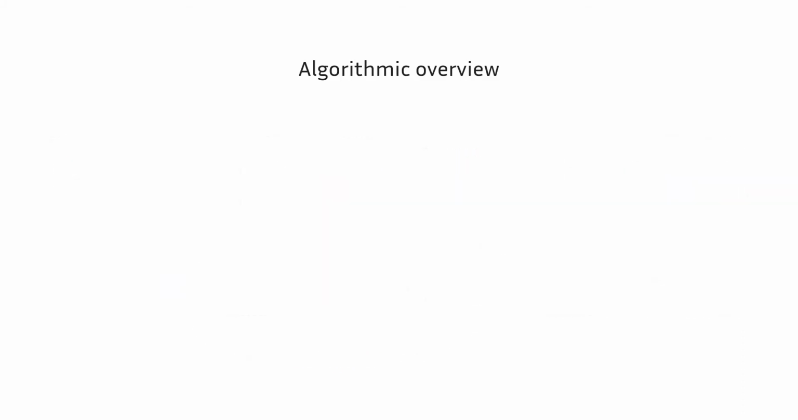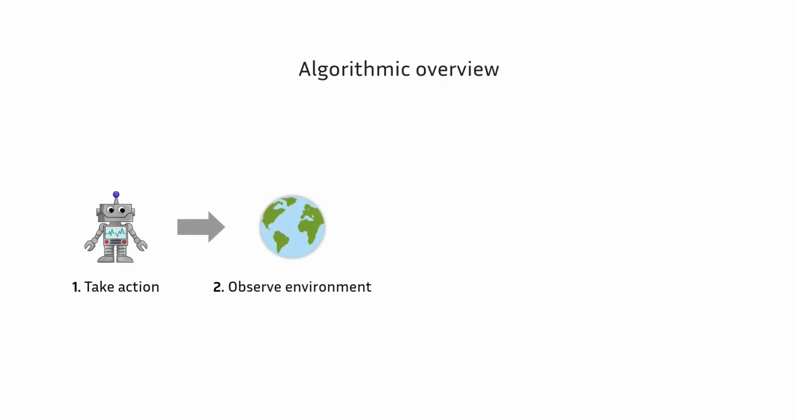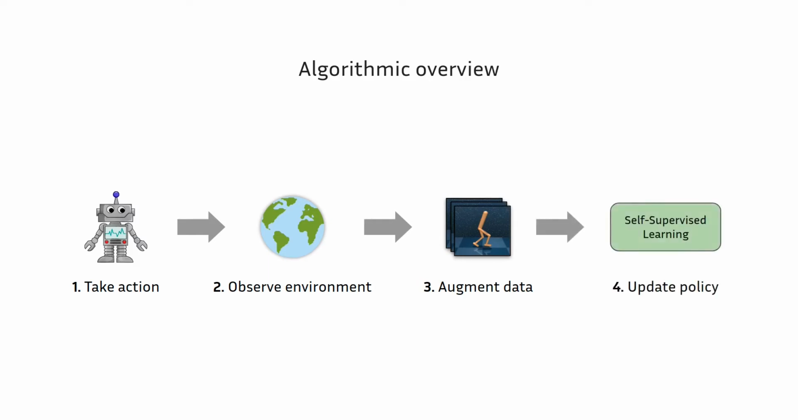During deployment, our algorithm works as follows. At each step in the new environment, we take an action, we receive an observation from the environment, then we perform some stochastic data augmentation, and then we take a gradient step with respect to the self-supervised objective, using only the observation from the current time step. And we then repeat this process at the next time step.